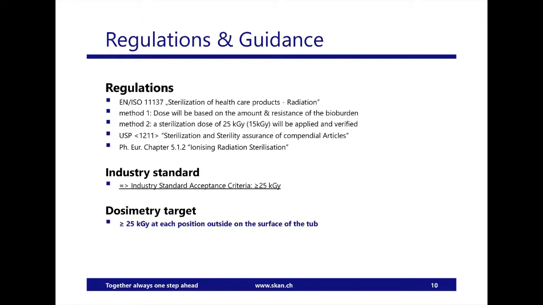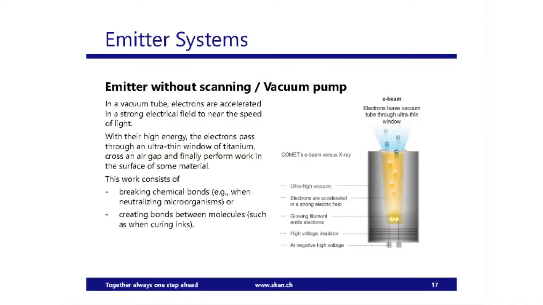An emitter is like a tube. In this tube there is a filament. The filament receives some current, emits electrons, and they get accelerated in an electrical field, go here through a titanium foil onto the object and decontaminate there.